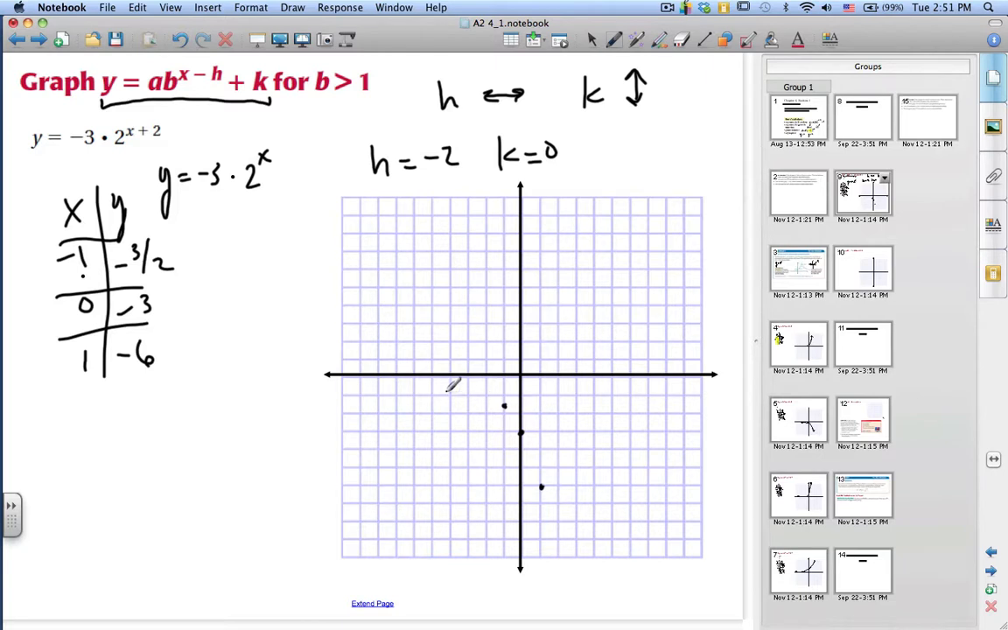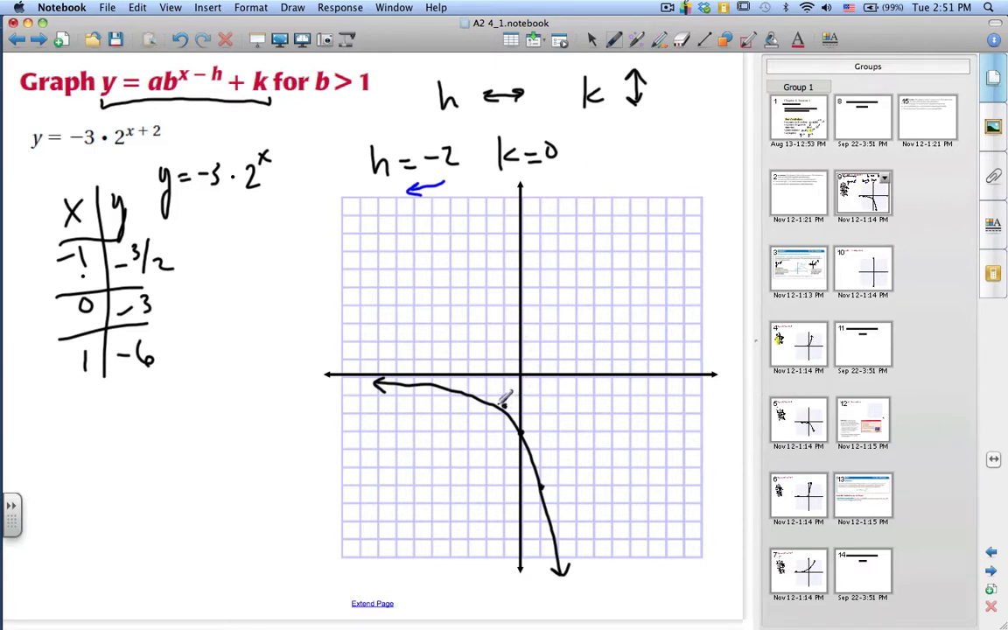5, 6. So again, the negative leading coefficient inverted my graph. It looks like this. And now when I want to introduce h and k, h is going to shift everything to the left 2, and then there's no movement up and down.